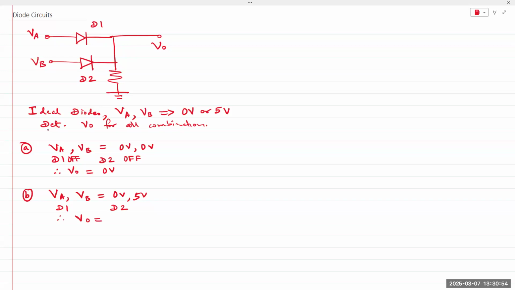VA, the anode is connected to 0 volts. So diode D1 remains off because it's connected to 0 volts. How about D2? D2 would be on indeed. So D1 anode is connected to 0 volts, so off. Anode goes to 5 volts, then it's higher than the other end, turns on. So if it turns on, what is my output?